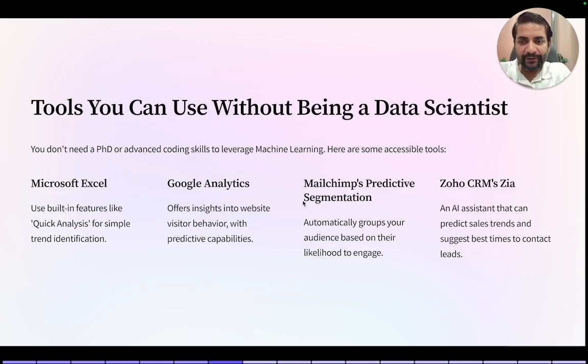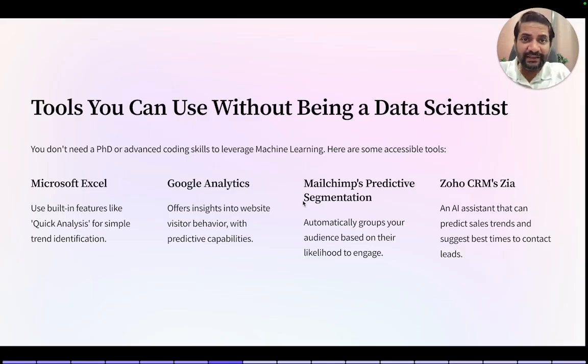Microsoft Excel. Use built-in features like quick analysis for simple trend identification. So Excel is very powerful in this matter. You provide it the data and it is going to quickly analyze for simple trend identification. Or you can upload a data dump and ask ChatGPT to identify the trend in the data, and it's going to do it for you.